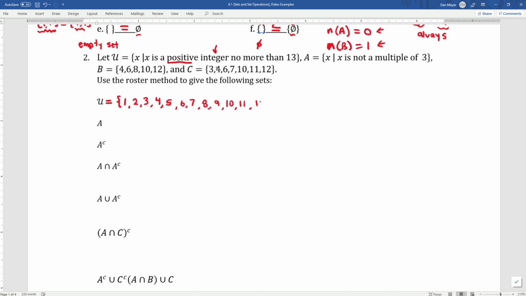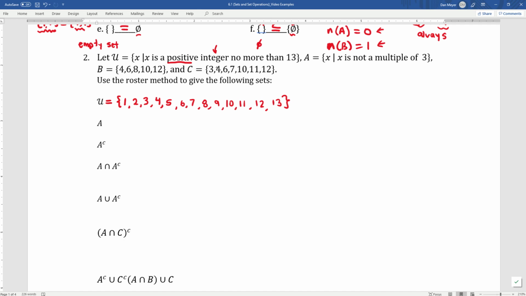This is one of those sets where it gets a little bit obnoxious writing it down in roster notation, but there's only 13 elements. In the grand scheme of things, 13 is a pretty small number. But we can see the benefits of using set builder notation to describe this set. It's easier to describe it than it is to write it out in roster notation.